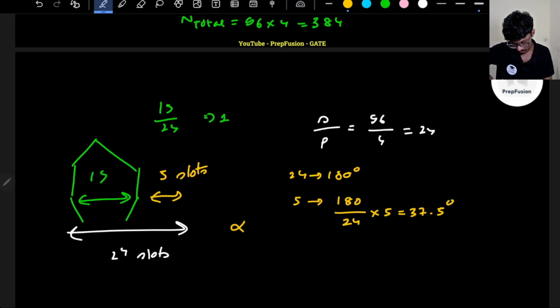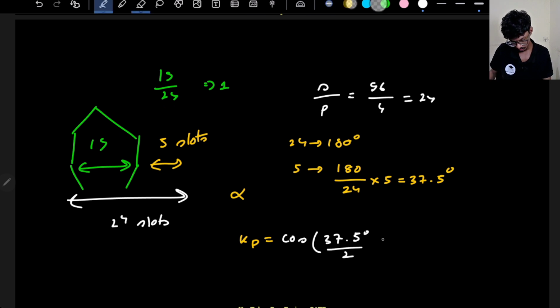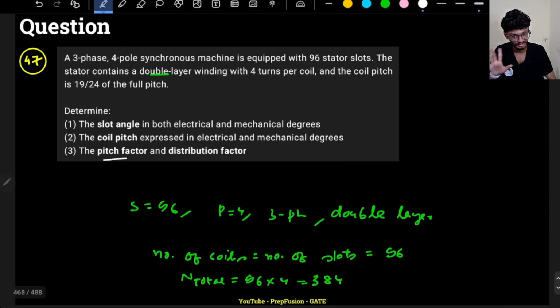Okay, this is the chording angle, right? So from here I can directly write what is my Kp. So Kp will be cos of 37.5 degree divided by 2. So this will be equals to cos of 37.5 divided by 2. So this will be 0.947. Okay, so your Kp comes out to be 0.947, but they have not asked for Kp. Okay, they have actually asked the pitch factor. That is already what we have found out.